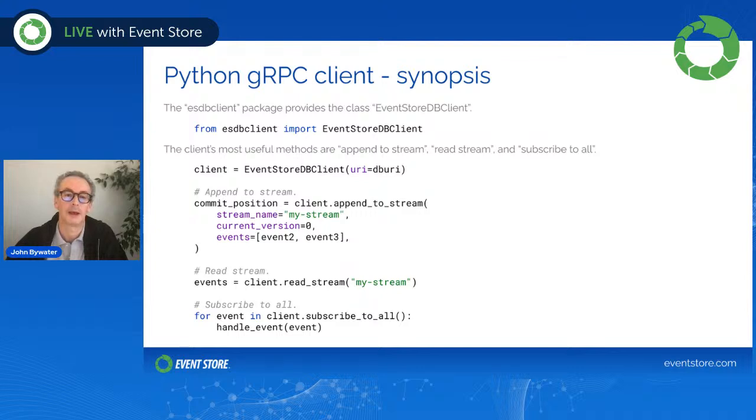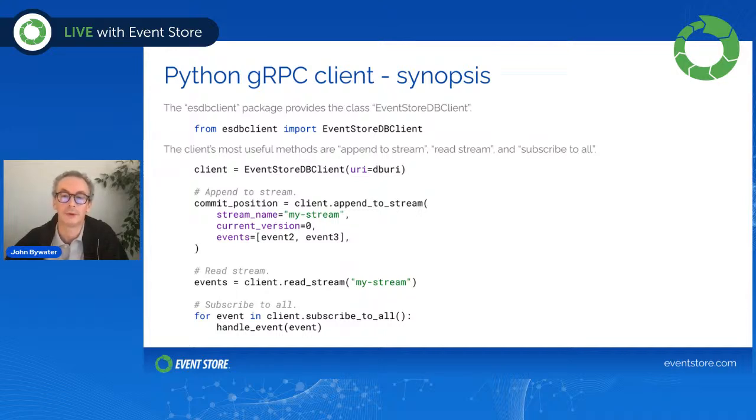The client package, the ESDB client package, provides the class EventStoreDB client, and you can import that from the package. As you can see, the client's most useful methods are the following three. Append to stream, because all events are in streams, and if you want to record new events, you have to append an event to a stream.